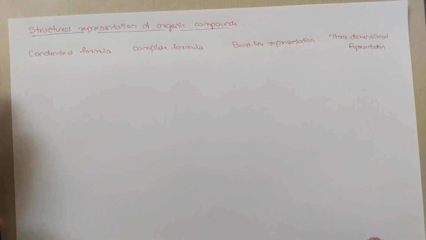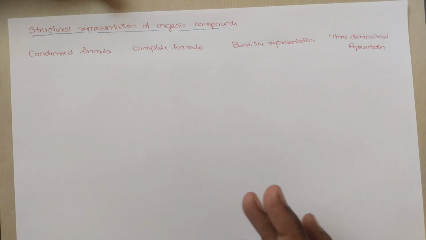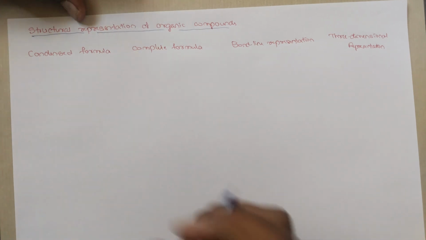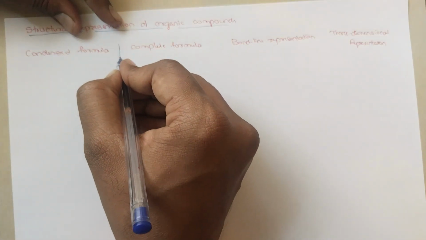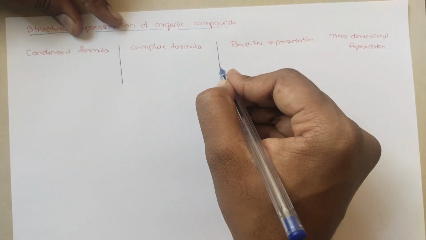Okay, now we shall discuss structural representations of organic compounds and how we can represent a compound structurally. There are 4 different types of representations. By 4 different methods we can represent organic compounds. First one is condensed formula, the second one is complete formula, the third one is bond line representation, and the fourth one is 3-dimensional representation.